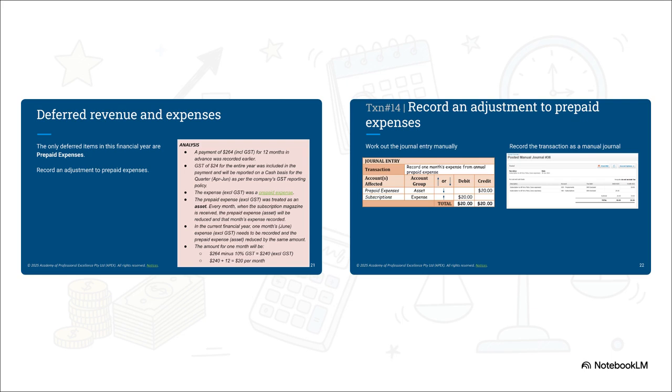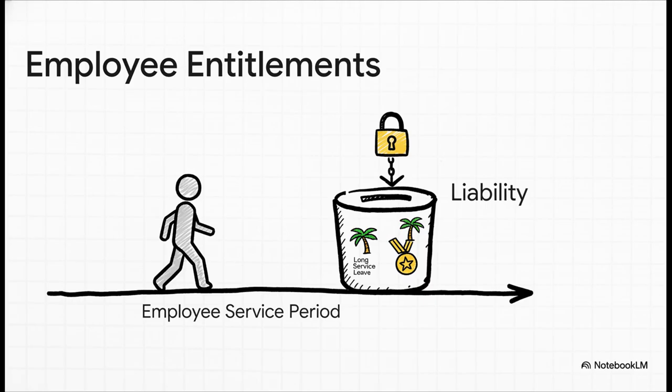Now, if you look at the journal entry in Xero, you can see exactly how it's done. We debit the subscription's expense account and credit the prepaid expenses asset account, both for $20. This correctly shows that we've used up 1 month of that subscription. Okay, next up, accrued expenses. This is where we account for costs the business has taken on but hasn't paid for yet.